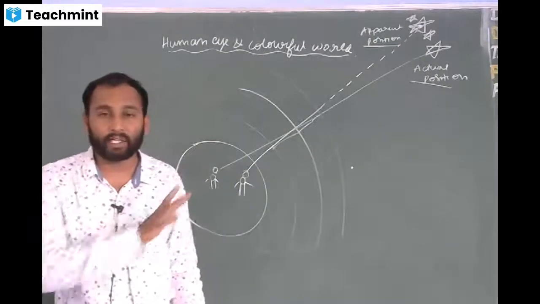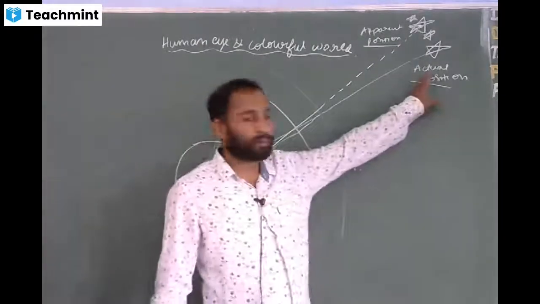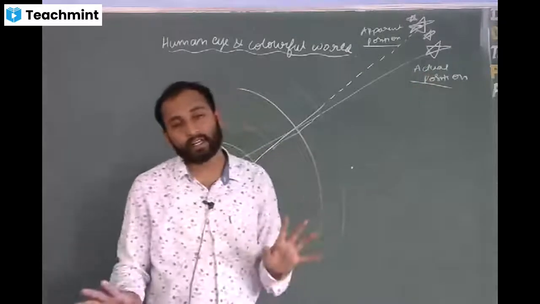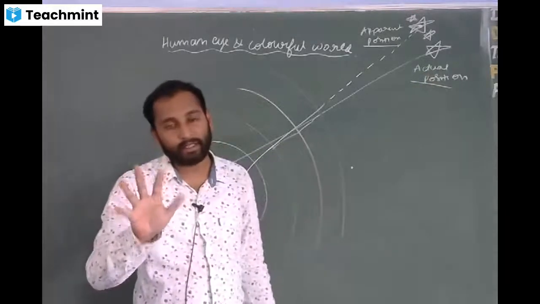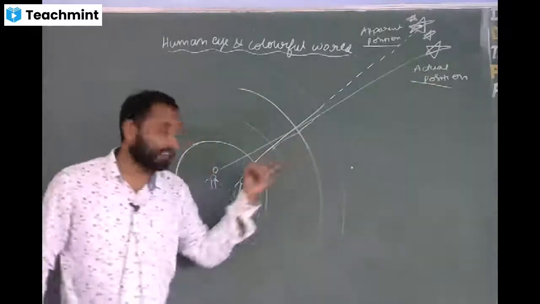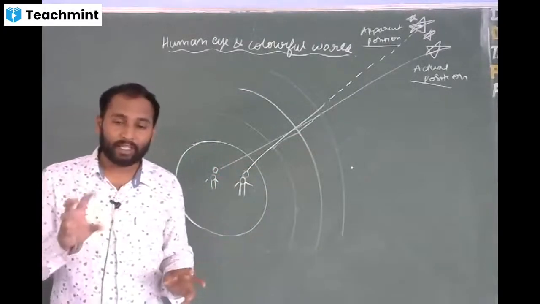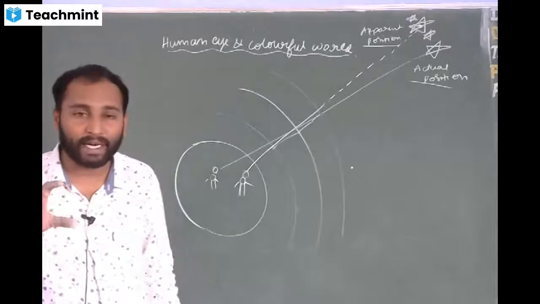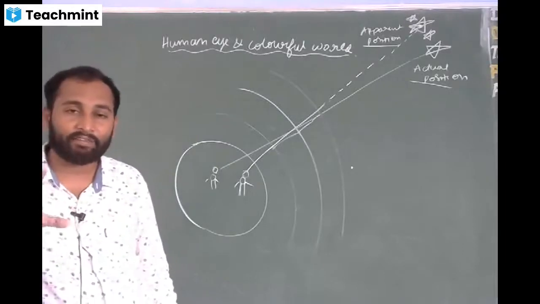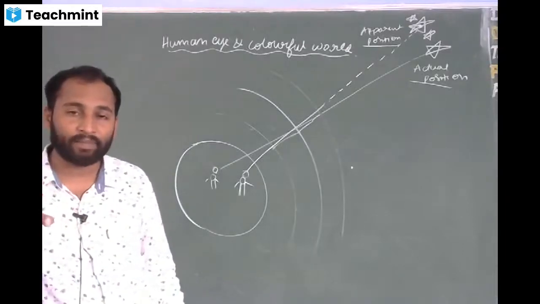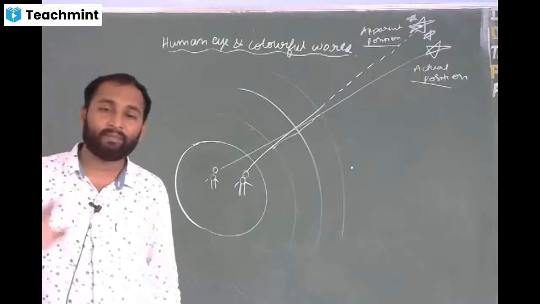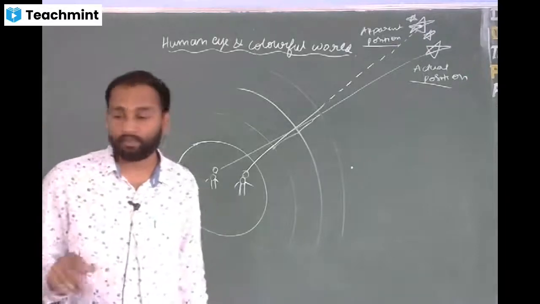Actually, the star does not twinkle. This is the actual position of the star. It will not twinkle. It will be in the same place. But due to the gradually changing refractive index of Earth's atmosphere, we see the flickering. That is why sometimes the star appears brighter, sometimes fainter, dim. That is why you will see the star as twinkling. Understood?